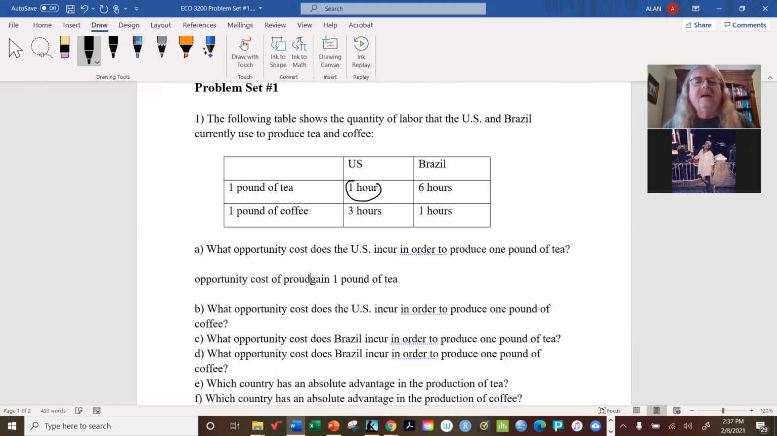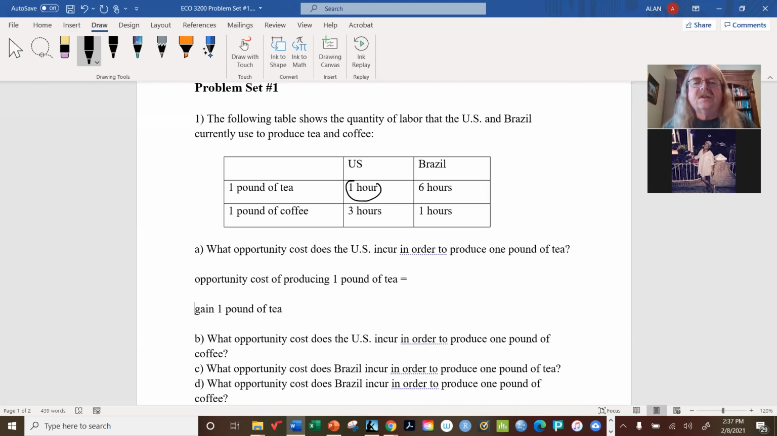Of producing 1 pound of tea. So what we have to ask ourselves is, how much do we lose to make that tea? That same hour that's being used to produce tea can't also be used to make coffee, but 1 hour of labor is only enough to make 1/3 of a pound of coffee. Why a third? Because if it takes 3 hours to make a pound of coffee, each hour of labor only produces 1/3 of a pound of coffee.